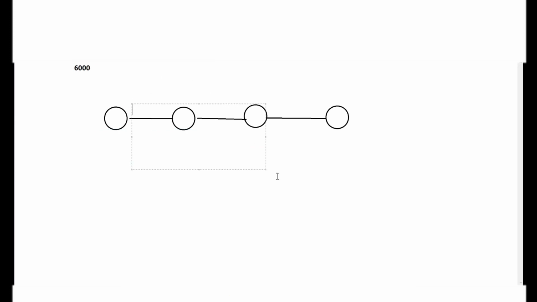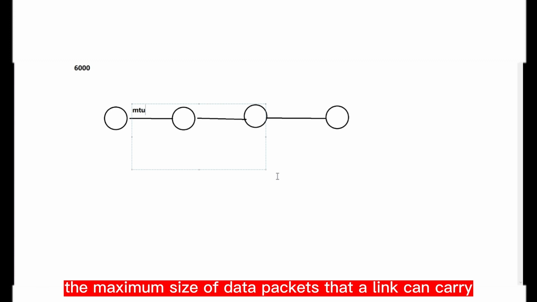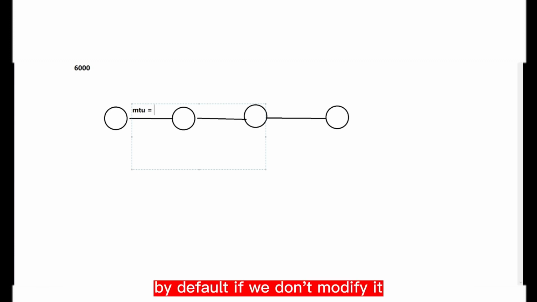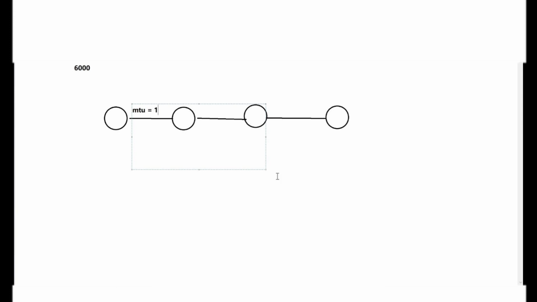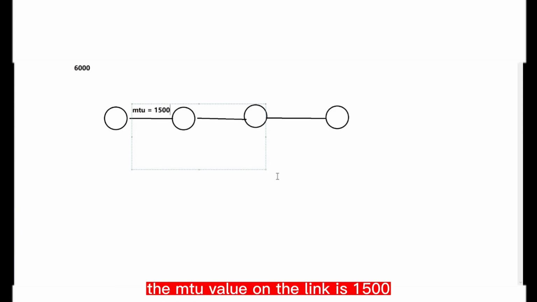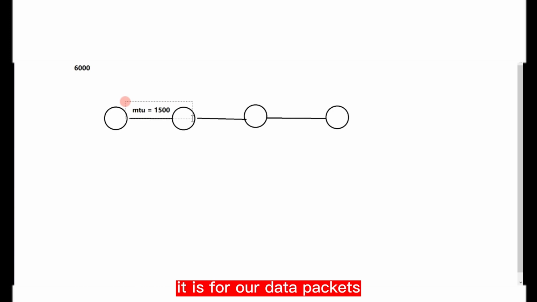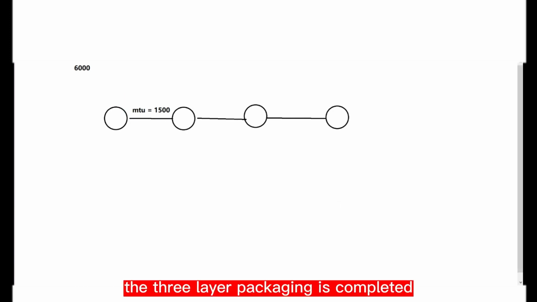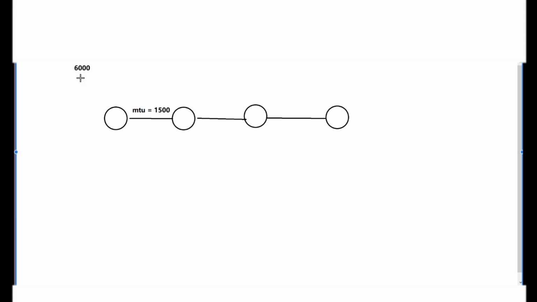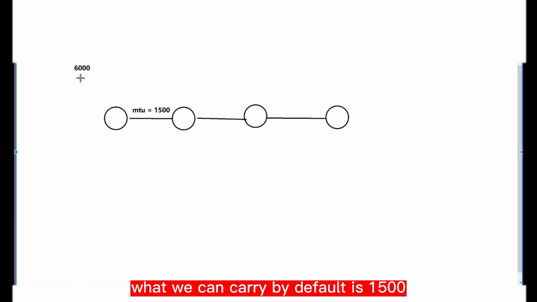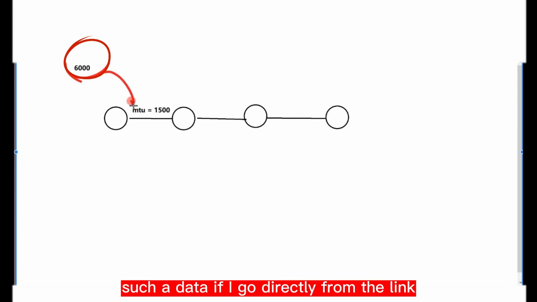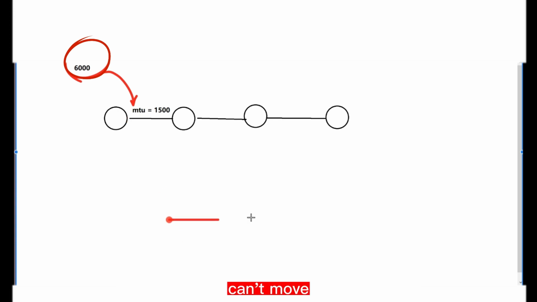For us, there will be a value on the link called MTU. That is the maximum size of data packets that a link can carry. By default, if we don't modify it, the MTU value on the link is 1500. This MTU applies to our data packets once the layer 3 packaging is completed. What we can carry by default is 1500. But now I have a 6000-byte piece of data. If I send it directly over the link, it can't move.